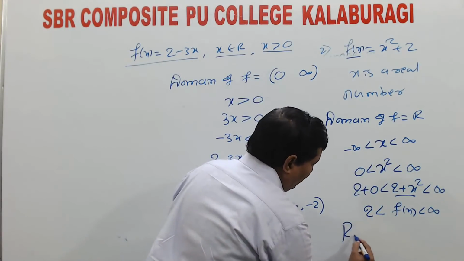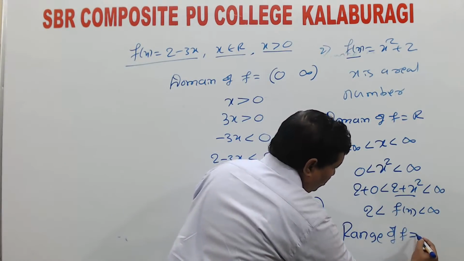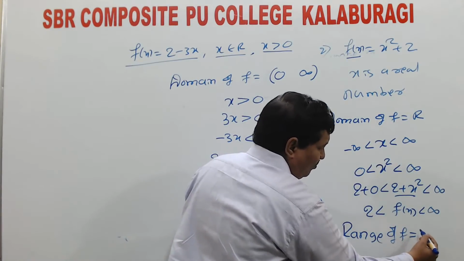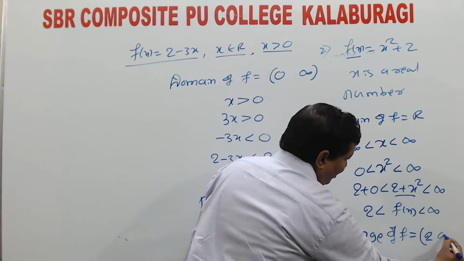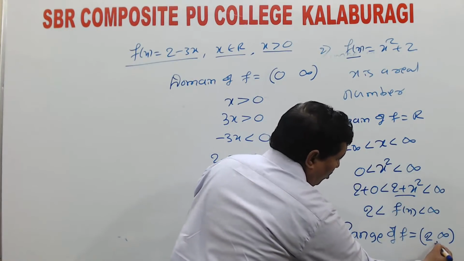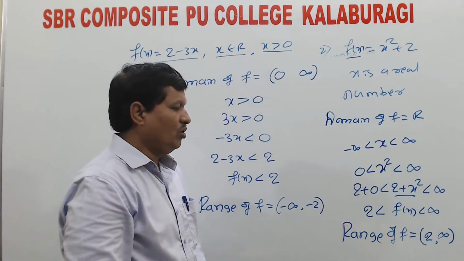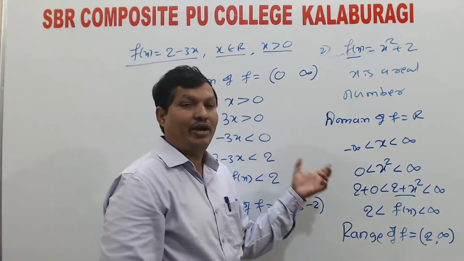Therefore, range of f equal to, since the equality sign is there, you have to take the square bracket here and an open bracket at infinity: 2 comma infinity. Range of f equal to 2 to infinity. This is the range. Are you followed how to find domain and range?